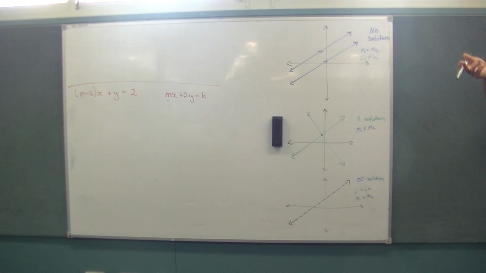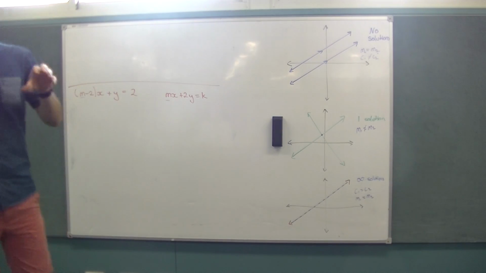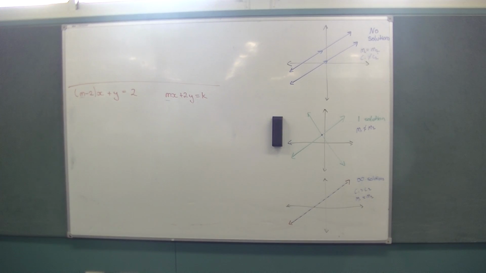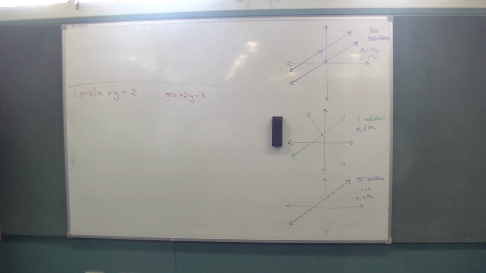Wait, hang on. All I'm asking is, what would it have to be for there to be no solutions? It has to be the same number, doesn't it? Yeah. Because we know that they have to be parallel. M has to be double the other M because it's 2y. Oh, 'cause it's 2y, yeah.